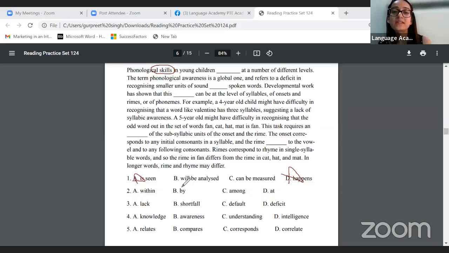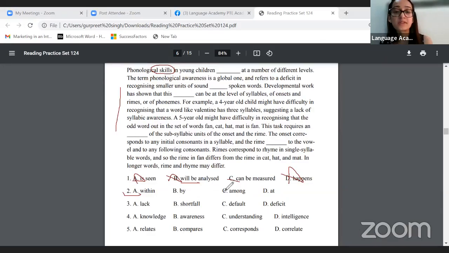Are we saying these skills will be measured or will be analyzed or can be measured? Can be means possibility, will means future. When you read the context, you come to know that they have already done this a number of times. So it's not about future. It's just a fact that we can do this at different levels. The term phonological awareness is a global one and refers to a deficit in recognizing smaller units of sound dash spoken words. Units of sound within spoken words is the right answer.